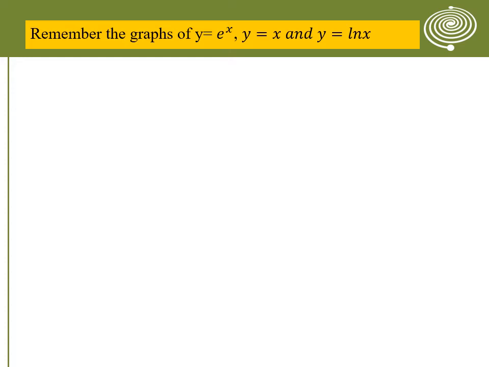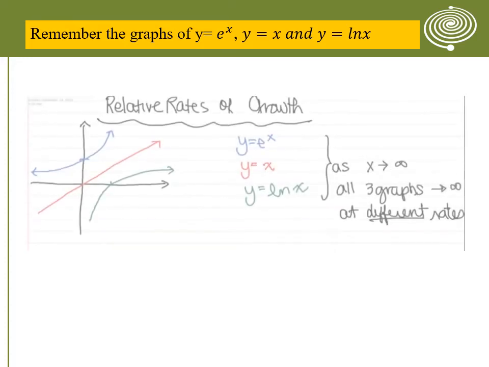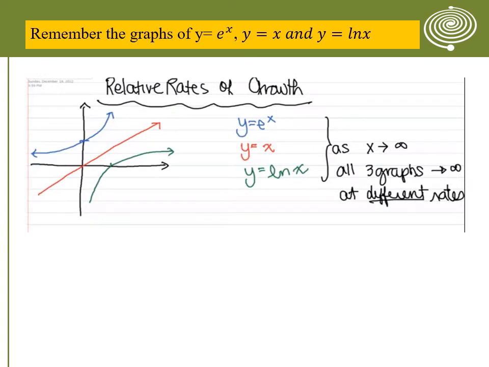So you need to remember how the graphs of y equal to e to the power of x, y equal to x, and y equal to the natural logarithm of x behave for very large values of x. When we say very large value of x, we mean as x goes to infinity. So let's see how the relative rates of growth for these three functions compare as x goes to infinity.